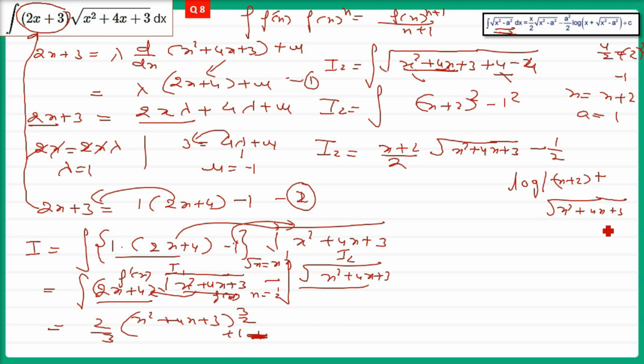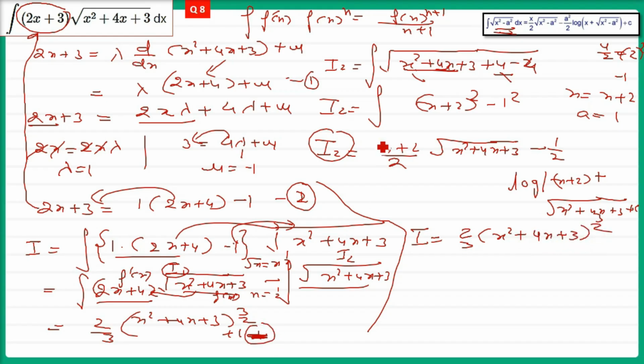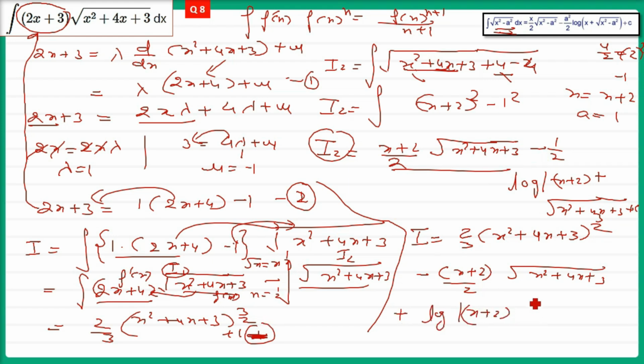Now there will be a constant of integration from I1, and there will be a constant of integration from I2. Let's combine this, and the final will be a constant, capital C. So I will be equal to I1 plus I2, where the first one is 2 by 3, x square plus 4x plus 3 to the power 3 by 2. And since we are dealing with negative here, the sign is going to change. So minus x plus 2 divided by 2 under root of x square plus 4x plus 3. And then the third term, minus minus will become plus, of course, so plus log modulus of x plus 2 plus under root x square plus 4x plus 3, and this is a constant of integration.